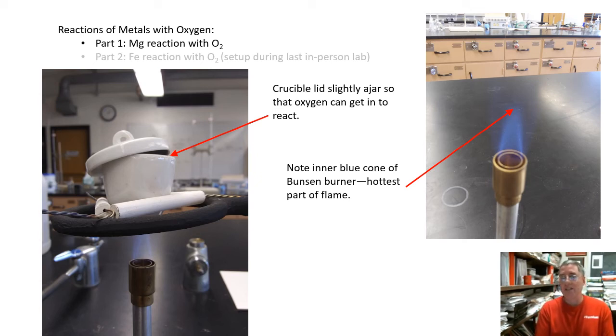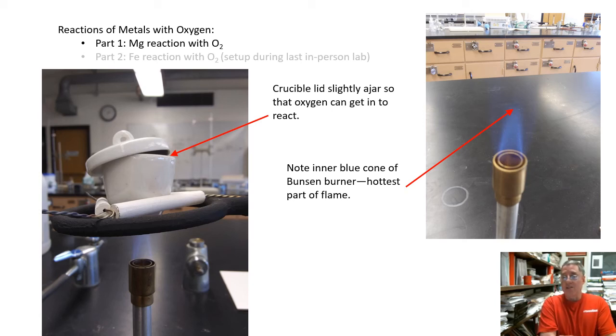All right, so the pictures here I'm hoping show the setup. So you want to heat this crucible really, really hot. It should be like glowing red on the bottom, that kind of heat once it's reacting. And so the hottest part of that Bunsen burner is right above that inner blue cone. And you want the Bunsen burner adjusted so that you can see that inner blue cone, just like the one in the picture that I took today.